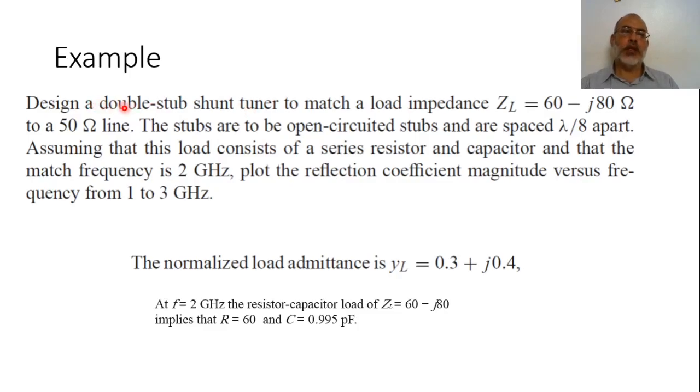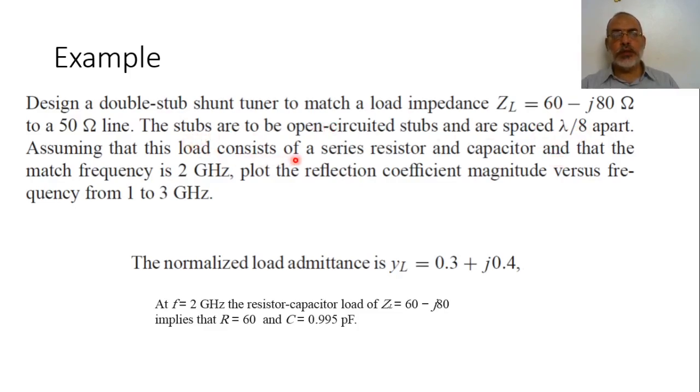It is required to design a double shunt tuner circuit to match a load impedance Z load equals 60 ohms minus j80 ohms to a transmission line which has a characteristic impedance of 50 ohm. The stubs are chosen to be open circuit stubs and are spaced by a distance lambda by 8. So the distance between the two stubs is lambda by 8.